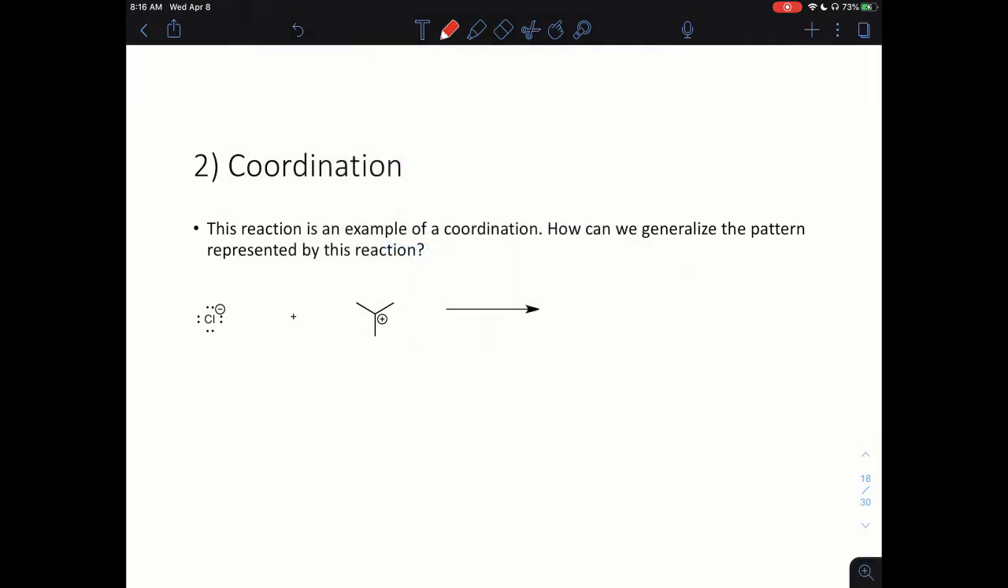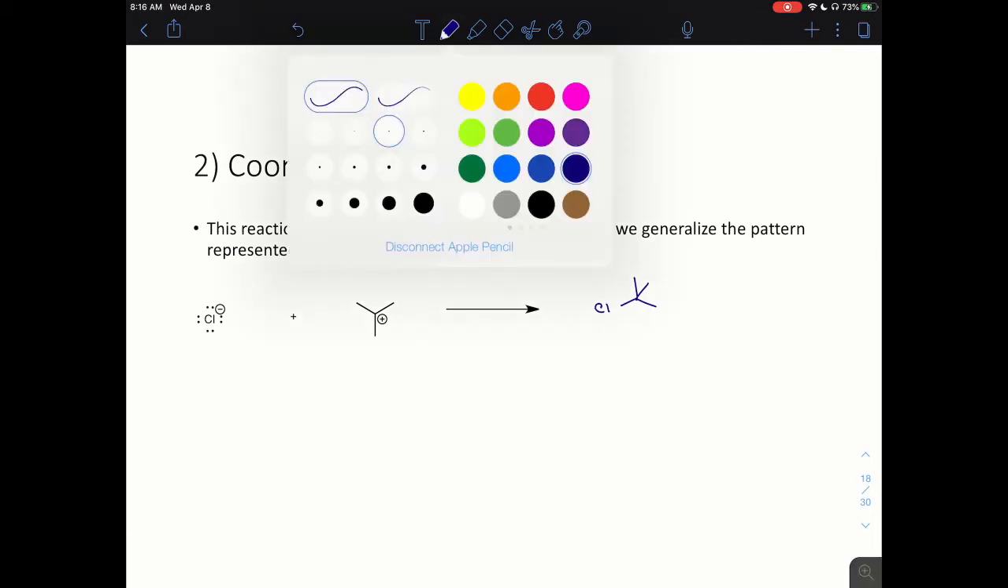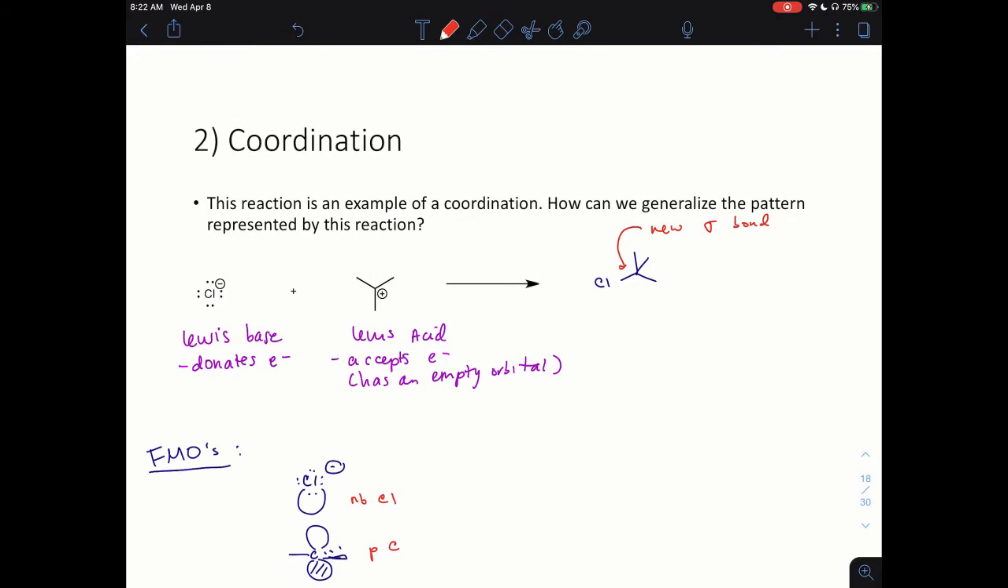So let's think about how we can generalize the pattern that is represented by this reaction. Well, first of all, we start out with two things, and we get one, so two become one. Two things came together to form a new sigma bond. This elementary step is an example of a Lewis base, which has an electron pair to donate, reacting with a Lewis acid, which has an empty orbital to accept electrons. So it's a classic Lewis base, Lewis acid reaction. It just forms a new sigma bond.